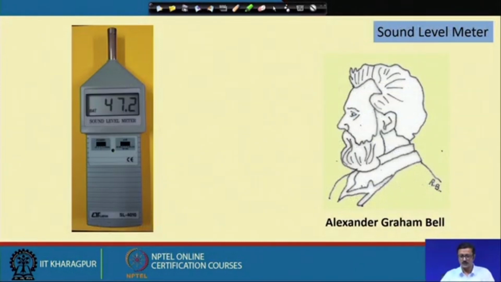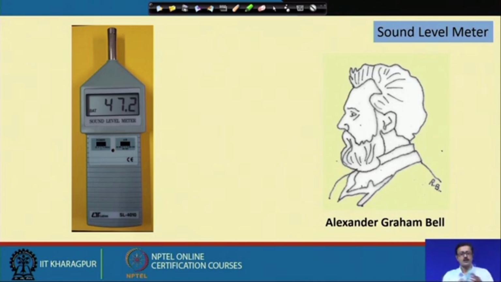Because everybody knows Alexander Graham Bell, and in honor of his scientific development to our world community, the scientific community has proposed the unit of the sound pressure level as Bell or decibel. On the left-hand side you will see an instrument, the sound level meter, which is used for measuring the sound level in decibel.